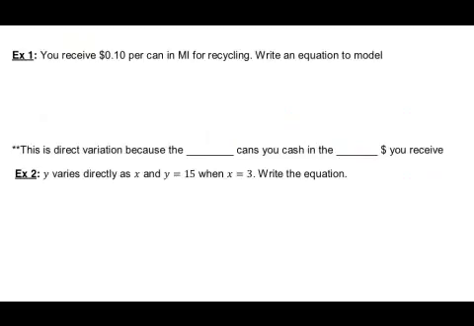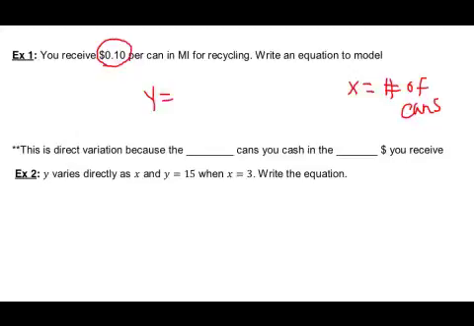So example 1, you received 10 cents per can in Michigan for recycling. So we're going to write an equation to model this situation. We don't know how many cans we're recycling, so we're going to call that x. We know that we get 10 cents per can. So y is going to equal 0.10x. This is direct variation because as the number of cans increases, the money that we receive is going to increase as well.